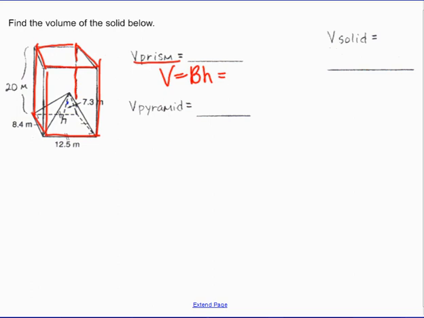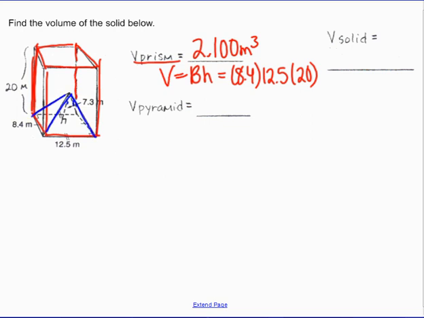So to find the area of the base, it's 8.4 times 12.5. So that's the base part of it. And then the height is 20. So when I multiply all those together, I get 2,100 meters cubed.